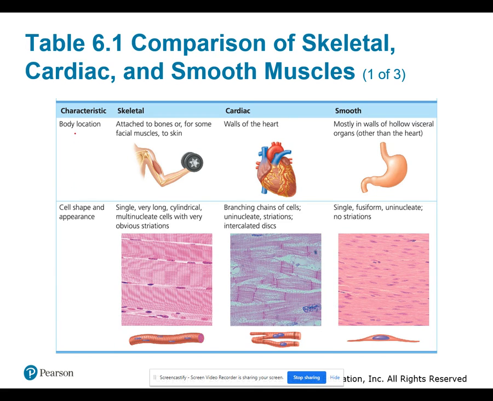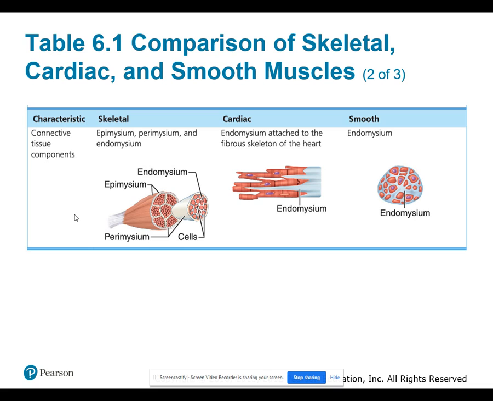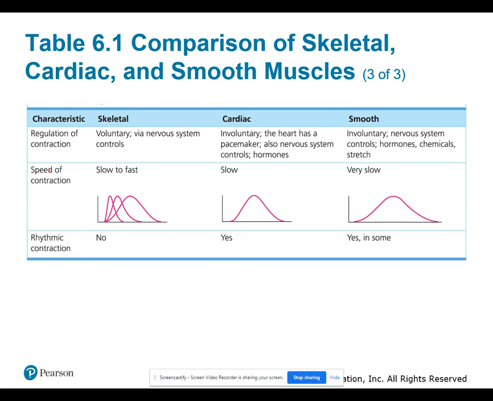So the first thing it talks about is body location, cell shape and appearance. So what does it look like? How are they structured? Connective tissue components. So you might actually have to refer to this page when you're finding the connective tissue components of these 3 different types of muscles. Regulation of contraction. So is it voluntarily or involuntarily controlled? Speed of contraction. And does that contraction have some kind of rhythm to it? And over here, you're going to see yes for the cardiac. We have a rhythm in our heart, but skeletal not so much, because I can reach out and grab something and not have to just keep doing it in a rhythmic way.